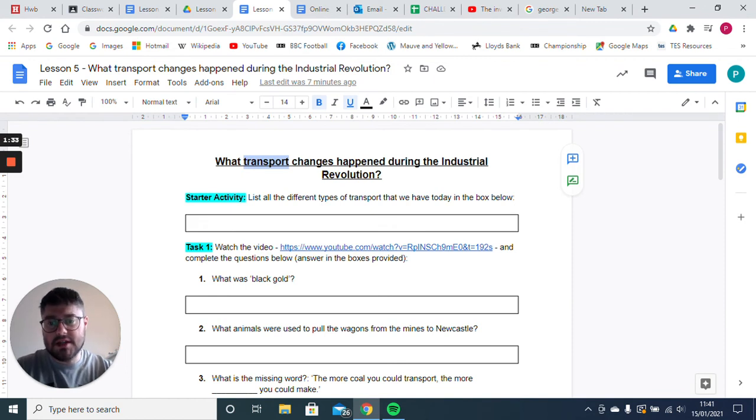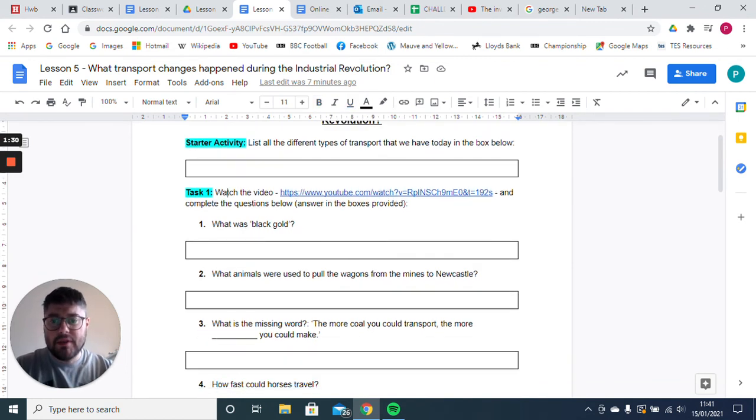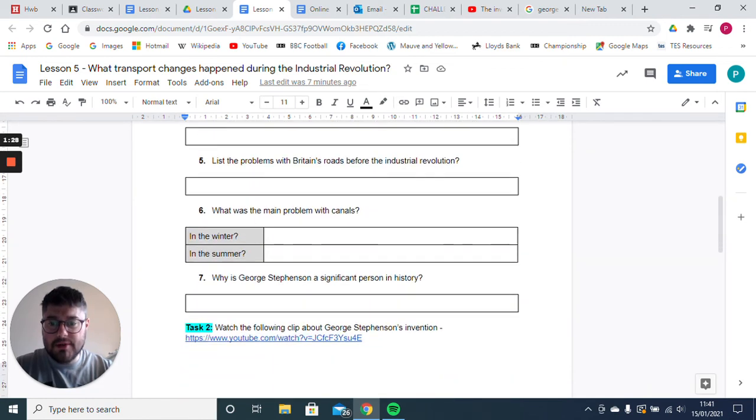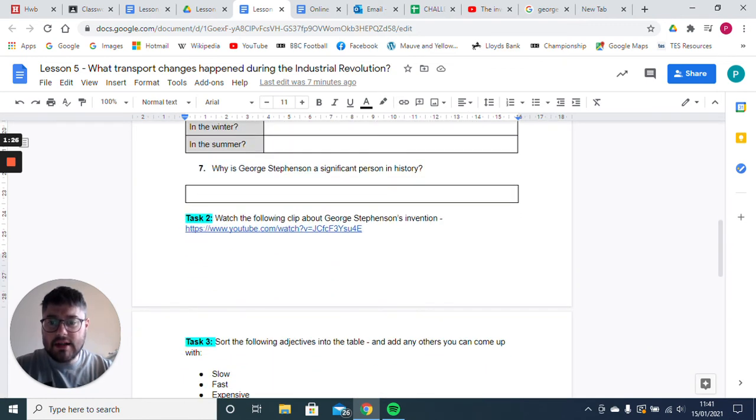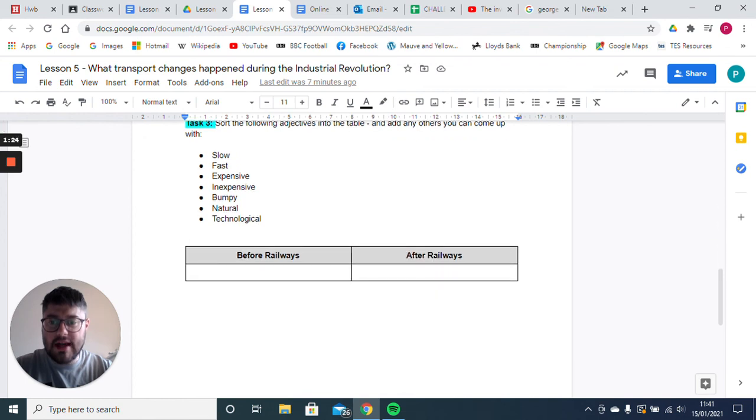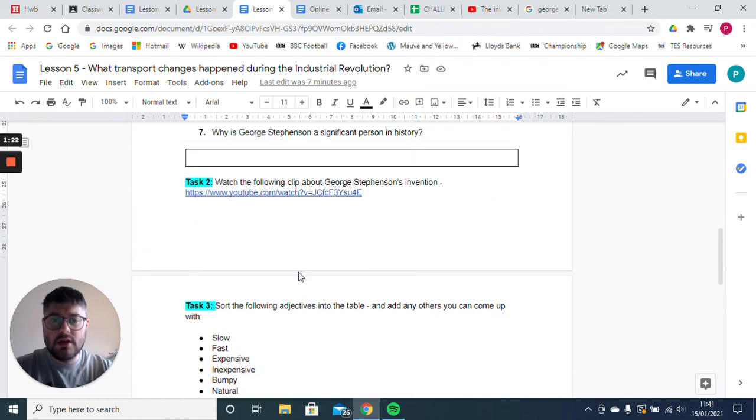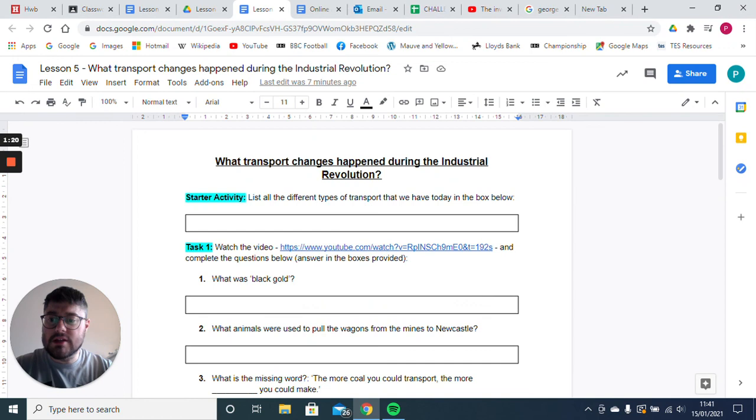You've got a task here to watch a video, answer these questions in the boxes provided, watch the next video, and then sort these adjectives into the box there. So that's what you need to do for lesson 5, year 7.